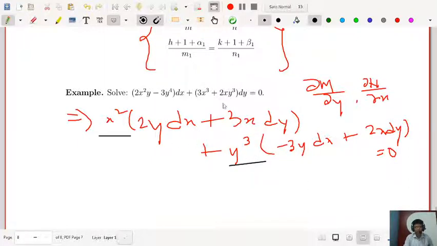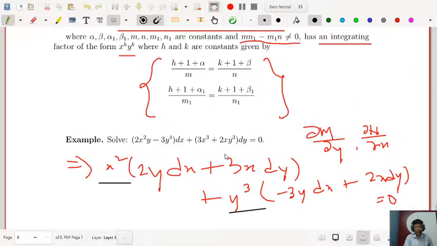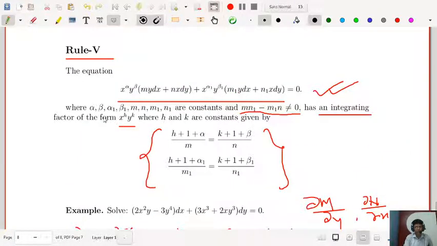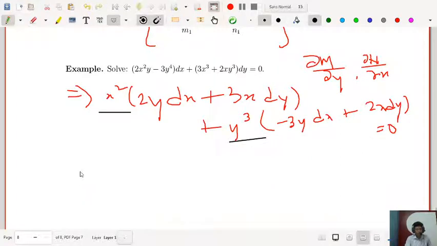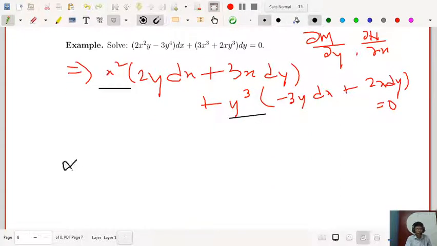That is why you are getting 1 here. So you can compare with this equation. You can write the values of alpha, beta, alpha 1, beta 1, m, n, m1, n1. Let me write. What is your alpha? Alpha is x to the power, so 2. What is your beta? Beta is y to the power. There is no y, so it is 0.